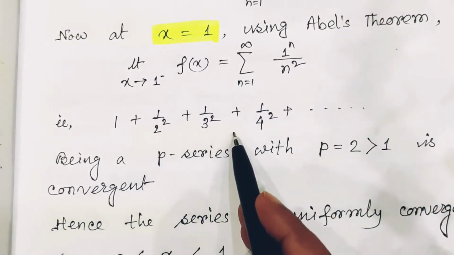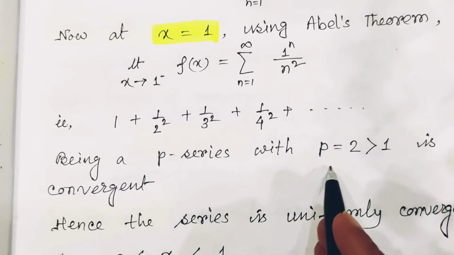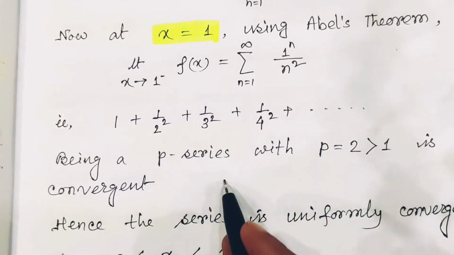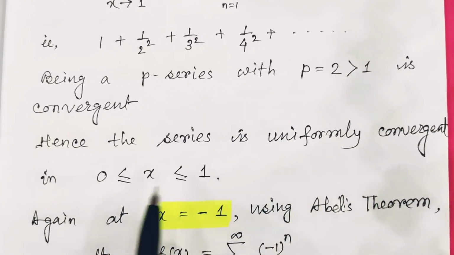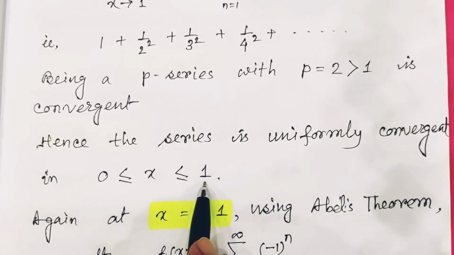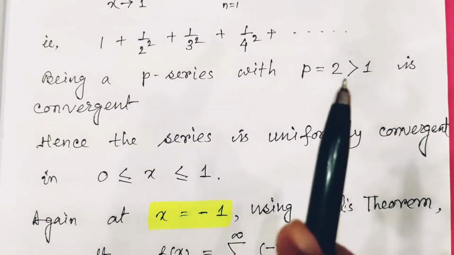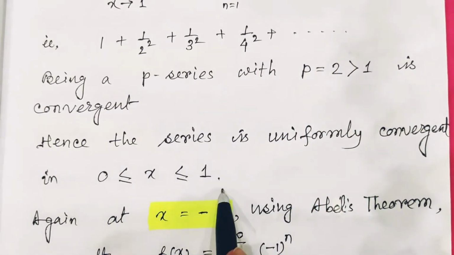This is a p-series where the p value is greater than 1, so it is definitely convergent. Hence the series is uniformly convergent in the interval 0 to 1. This we find from Abel's theorem.